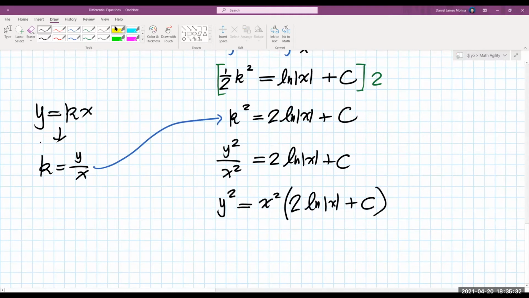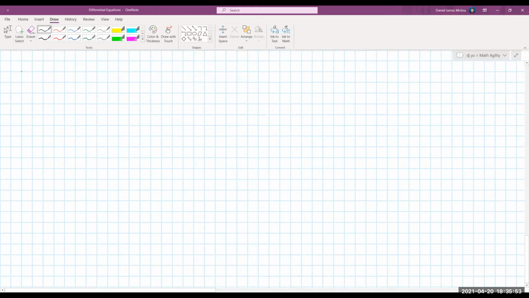So we need not solve for y by taking the square root. We'll just express our final answer, our general solution, as this one. So this is the answer to our differential equation. Okay, so let's proceed to the next problem.